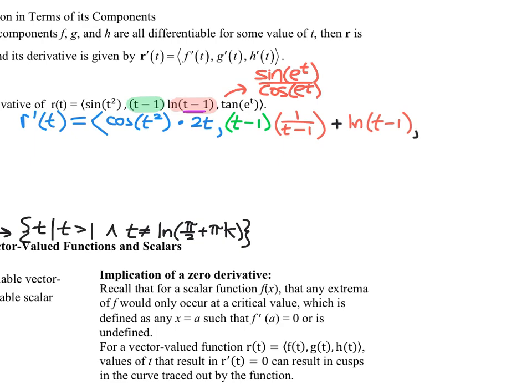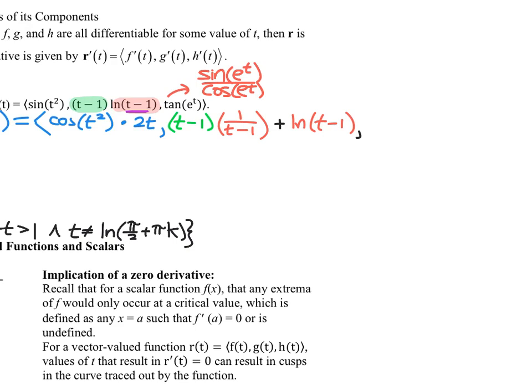And then for the last part, yeah, we need to know facts. What's the derivative of tangent in general? Secant squared. So secant squared of e to the t. It's chain rule, so I have to multiply by the inner function's derivative. Derivative of e to the t is e to the t. Derivative of an exponential function is the exponential function itself.